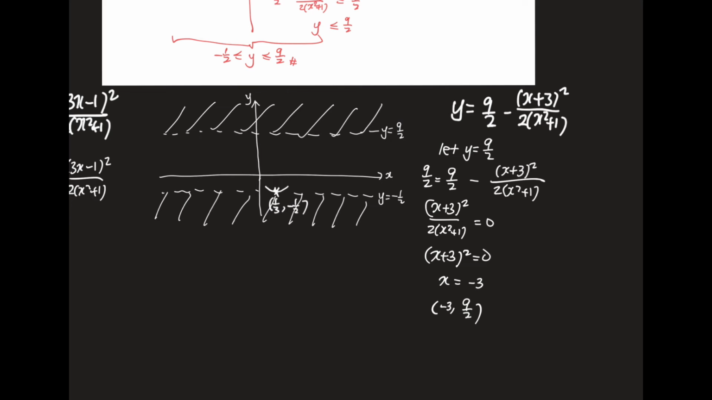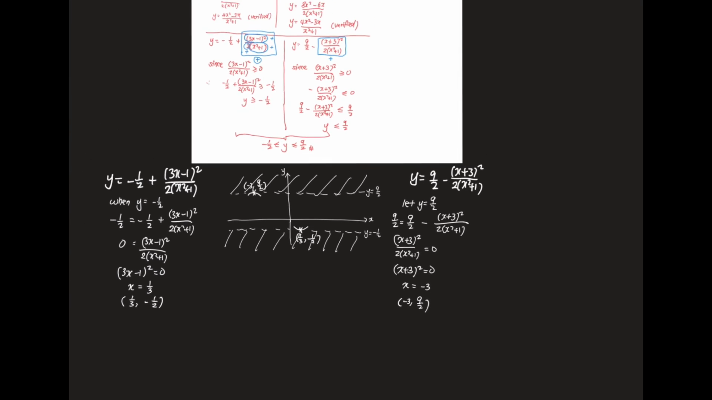Somewhere around here, minus 3, 9 over 2. And confirm this is the maximum point, as the graph cannot go more than that. So that will be the maximum point over there. And okay, let's continue with the questions.